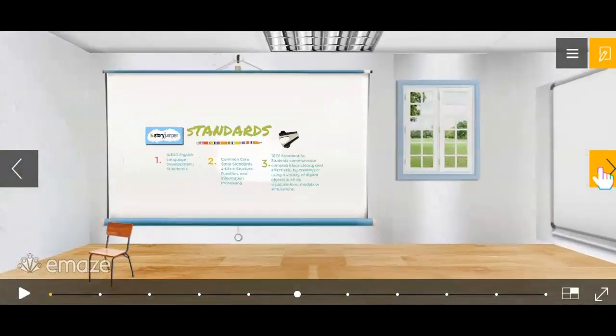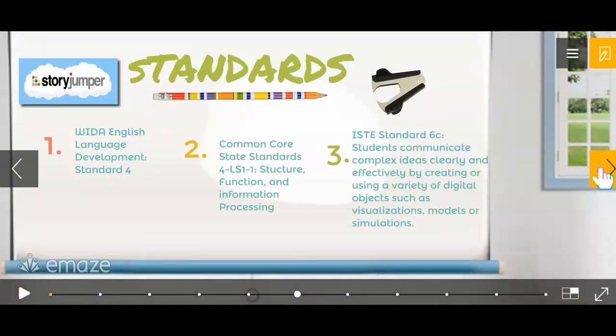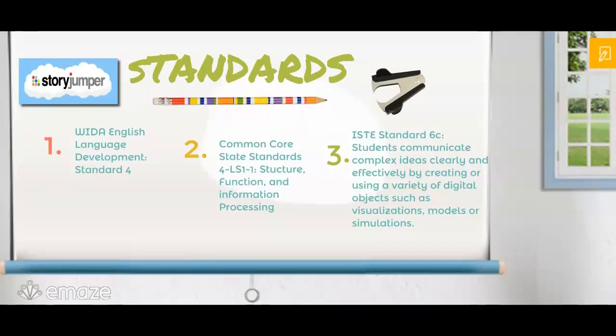the WIDA standards are the standard 4, which states English language learners communicate information, ideas, and concepts necessary for academic success in the content area of science. And then the Common Core, it was 4 LS1, structure, function, and information processing, which entails students to determine the internal and external structures of animals.